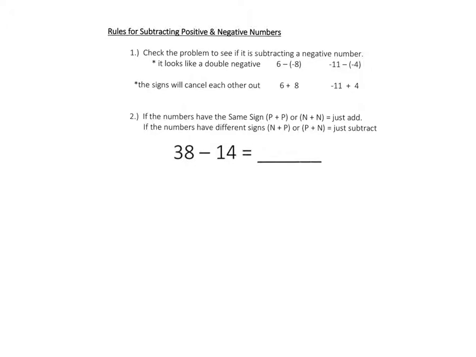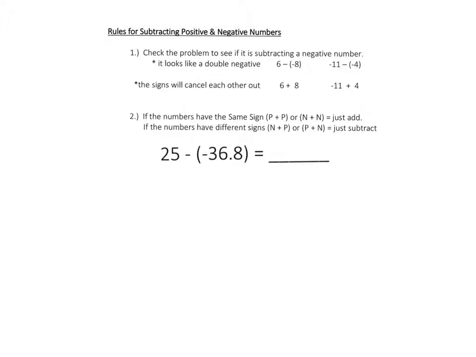Here's our second example, 38 minus 14. So we check to see if there's a double negative, and there isn't, so this is just a regular subtraction problem. We have 38 minus 14. Super simple, basic, just like elementary. 8 minus 4 gives us 4. 3 minus 1 gives us 2. So we get 24 as our answer.